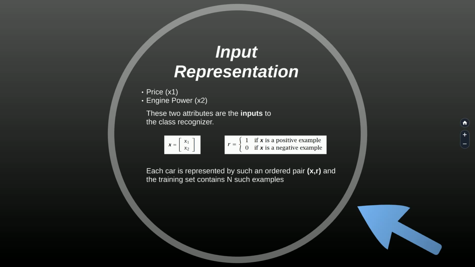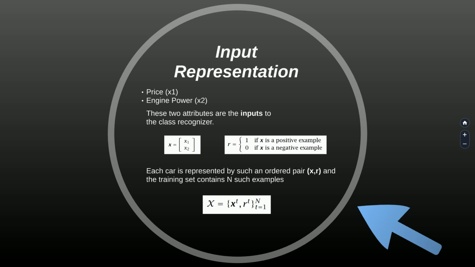So in our input representation, each car is going to be represented by an ordered pair x and r, where both x and r are vectors, and the training set is going to contain n such examples of these. So we could have any number, the more the better. This is machine learning, so large data sets are going to be more beneficial just because of probability theory. However, that number is undefined here, but we can write our entire input as this capital X equal to x of t, r of t, summed from t equals 1 to n, where 1 to n is just going to be an ID for our different inputs.